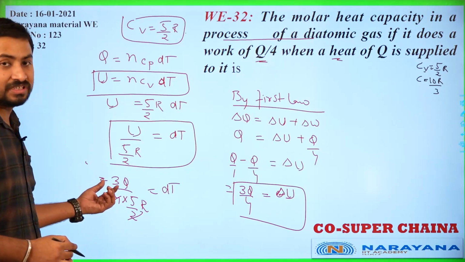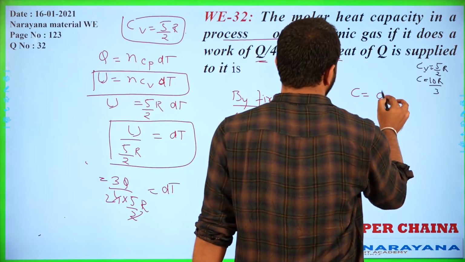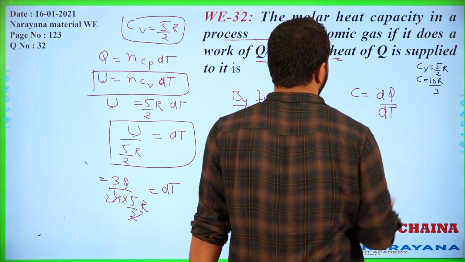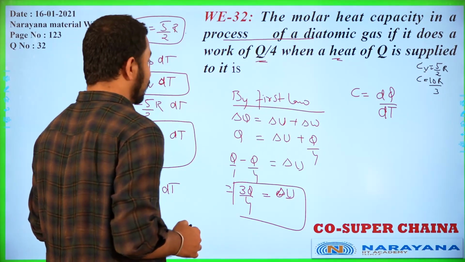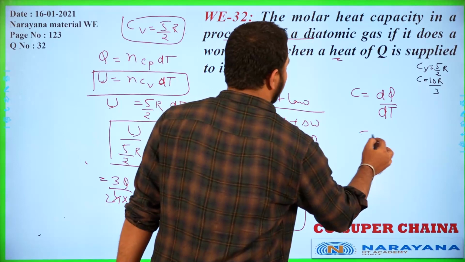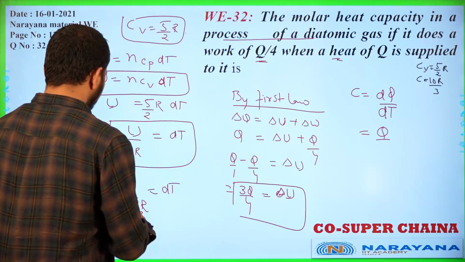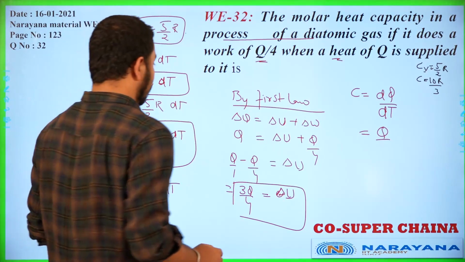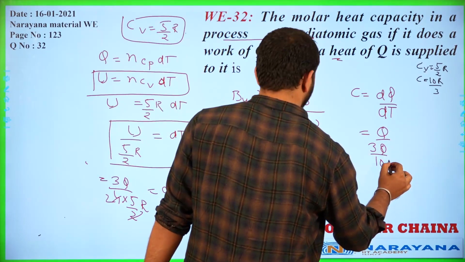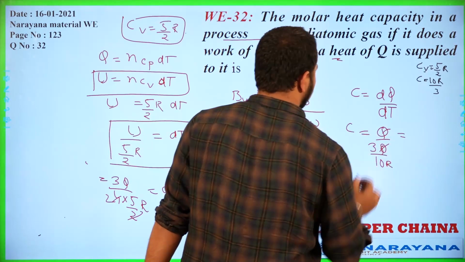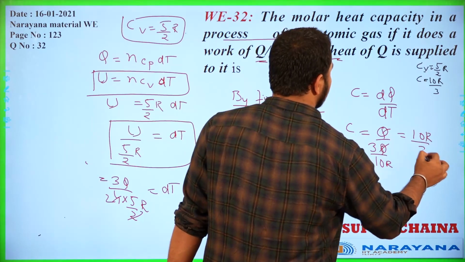Now where are we going to use this dt? We know the C formula: C will be dq by dt. So we can substitute the dq by dt value here. C is q, and this value will be substituted for dt, so 3q by 10r. This q can be cancelled out here, student. If you simplify this, we get 10r by 3, and that will be the answer of this question.